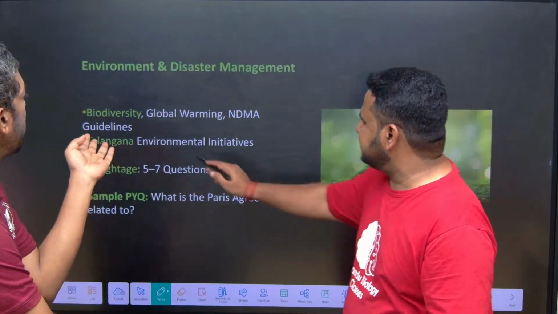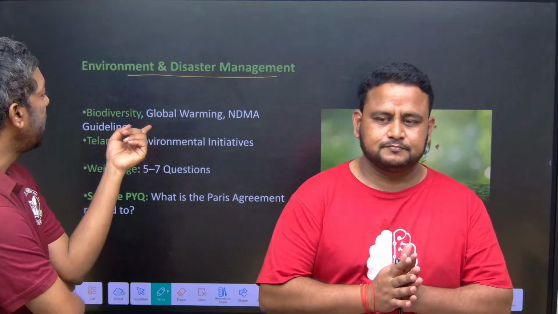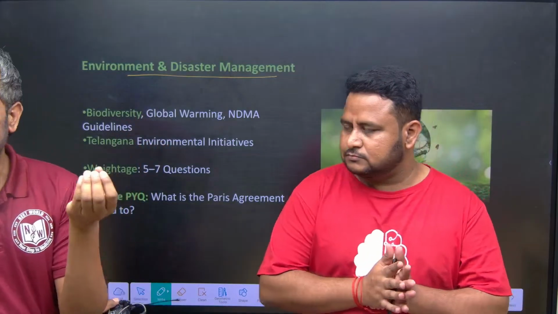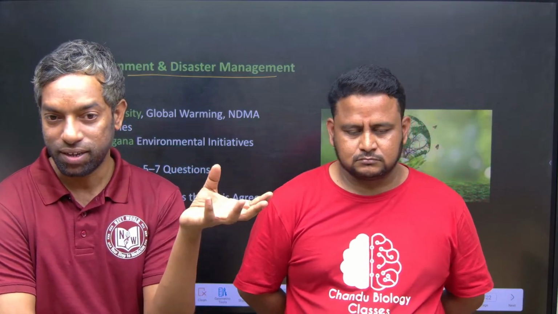And environment and disaster management. This is also important. Biodiversity, global warming, NDMA guidelines. When it comes to biodiversity, they can ask you about endangered species, critically endangered species, and invasive species, these exotic kinds of species. Questions they can ask you from biodiversity and environmental issues like conventions, protocols, and there is a body like the forest department. These protocols like the Vienna Convention, Montreal Protocol, Kyoto Protocol, all these things.